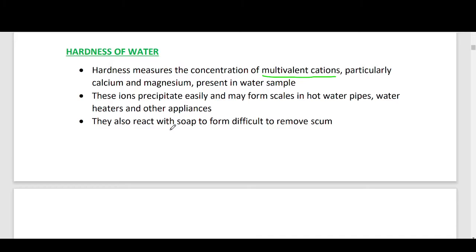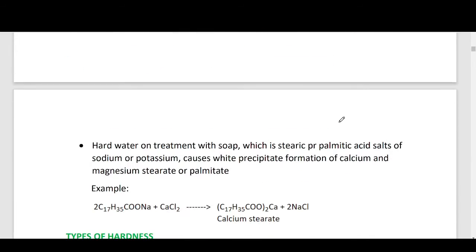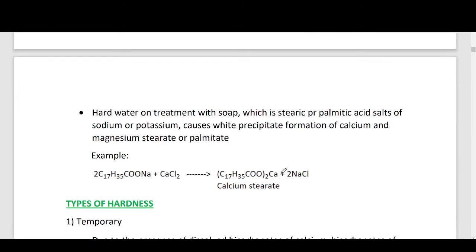They also react with soap to form difficult to remove scum. Hard water on treatment with soap, which is stearic or palmitic acid salts of sodium or potassium, causes white precipitate formation of calcium and magnesium stearate or palmitate. So here we have taken one of the salts. This is soap and this is calcium chloride. When soap reacts with calcium chloride, it leads to the formation of calcium stearate, which is a white precipitate, and this is insoluble in water. And we have 2 NaCl as well as a byproduct.